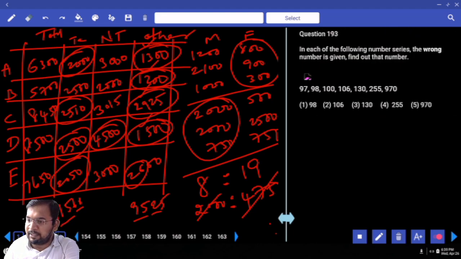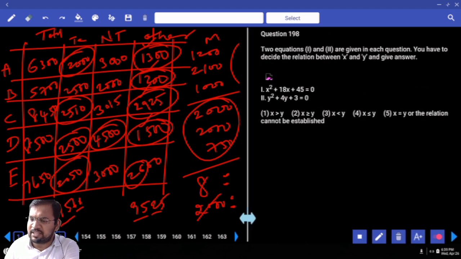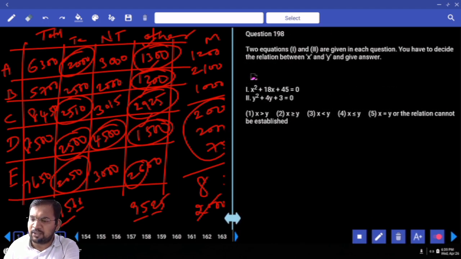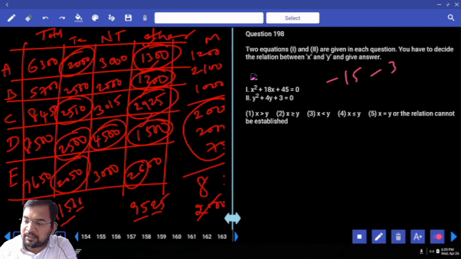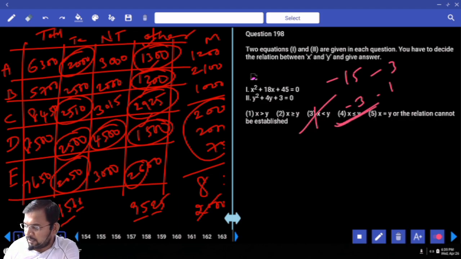I think this is completed. Next, quadratic equations are very easy. Tell me fast, what are the roots? 15, 3, minus 15, minus 3. You can say confidently x is less than or equal to y.